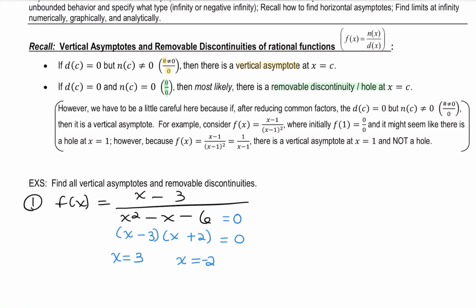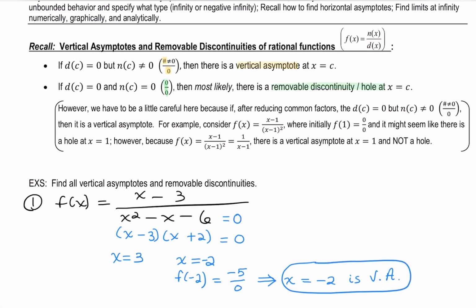Now, which situation do I have? If you sub in f of negative 2 into your original function, you would have negative 5, negative 2 minus 3, over 0. Non-zero number over 0. So this implies that x equals negative 2 is a vertical asymptote.